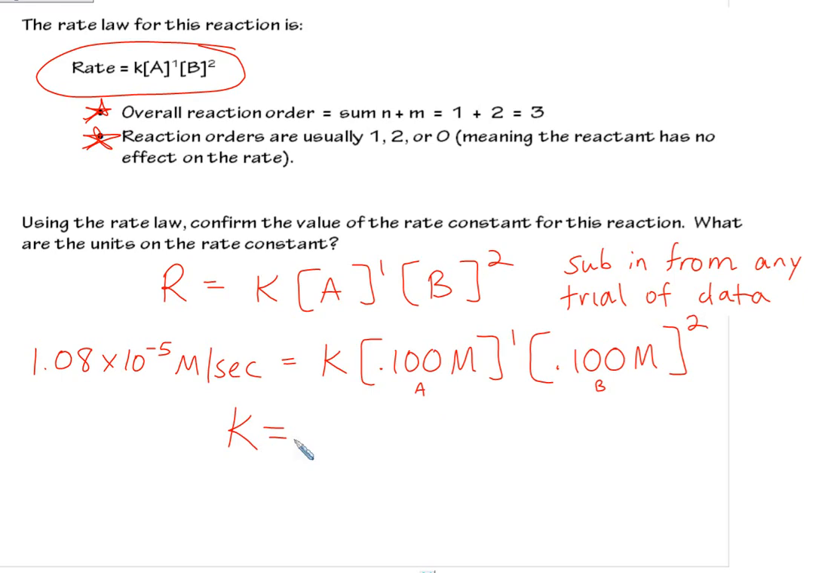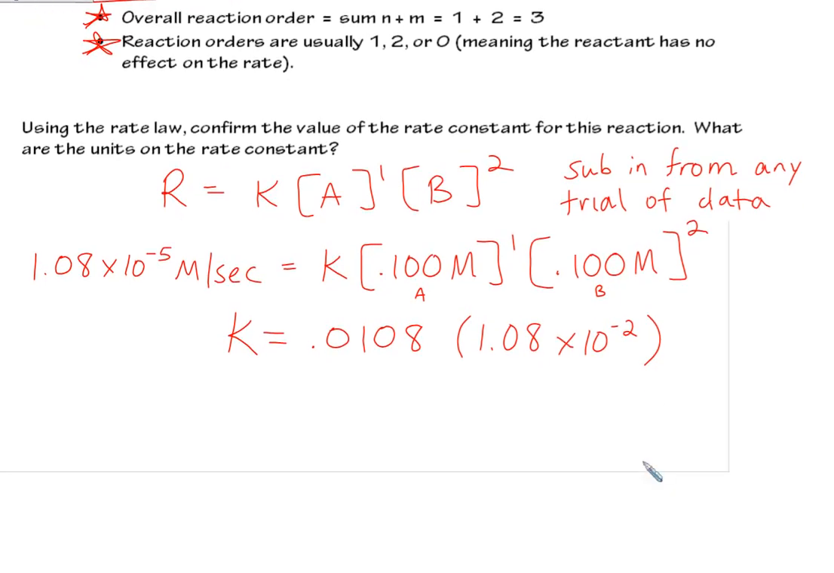So we've got 0.1 to the first, 0.1 to the second. K equals 0.0108, which is the same as what they had listed before. They had listed 1.08 times 10 to the negative second. That's exactly what we got. And again, this should be true of any trial of data. You can plug in any trial.